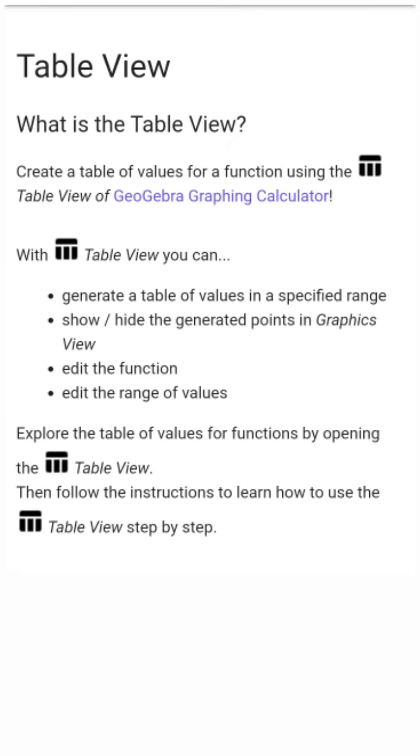Create a table of values for a function using the table view of GeoGebra Graphing Calculator. With table view, you can generate a table of values in a specified range, show or hide the generated points in graphics view, edit the function, and edit the range of values.